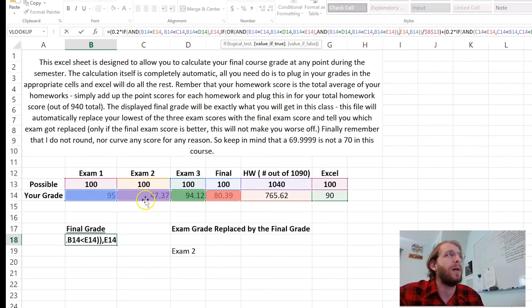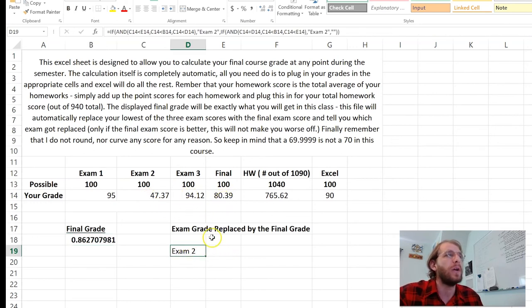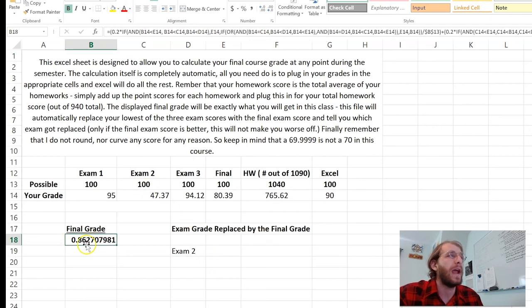So it'll add up everything, 20%, 20%. It will check which of the first three exams is the lowest. It will check if that exam score is lower than the final. And it will replace it automatically. So it will be like you got a 95, an 80, a 94, and an 80. It will tell you which exam was the lowest and got replaced right here. And it will calculate your final grade. You got an 86.2 here. That's a high B.